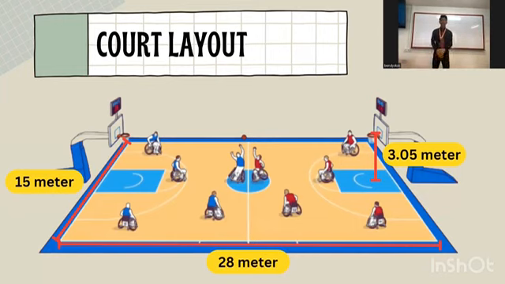Okay, I will continue about the court layout for wheelchair basketball. As you can see, the court is 28 meters long and 15 meters wide. For the basketball hoop, the height is 3.05 meters. So next.